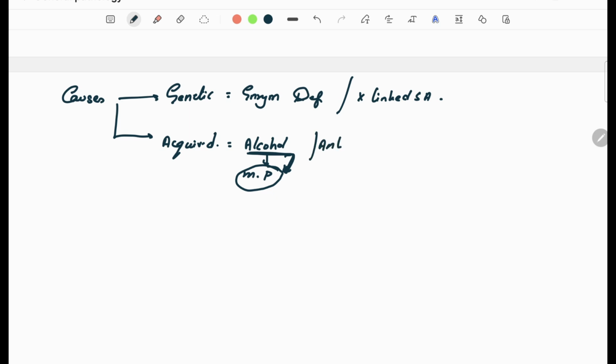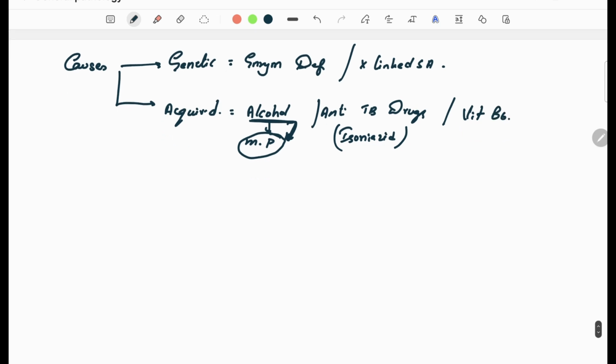Next one is anti-tuberculosis drugs like isoniazid. And the next one is vitamin B6 deficiency. So these are the reasons to get sideroblastic anemia. First one is genetic: enzyme deficiency, X-linked sideroblastic anemia. Next one is acquired, maybe due to alcohol, anti-TB drugs and vitamin B6 deficiency. Okay, now let's go into the pathogenesis.